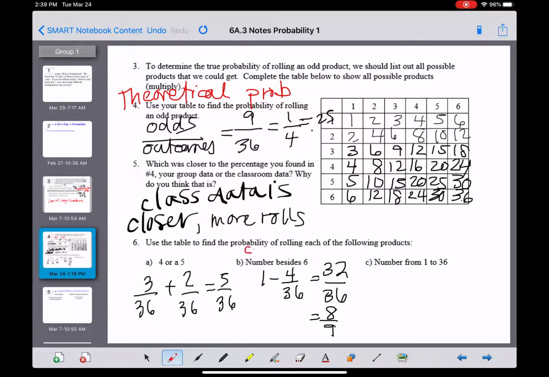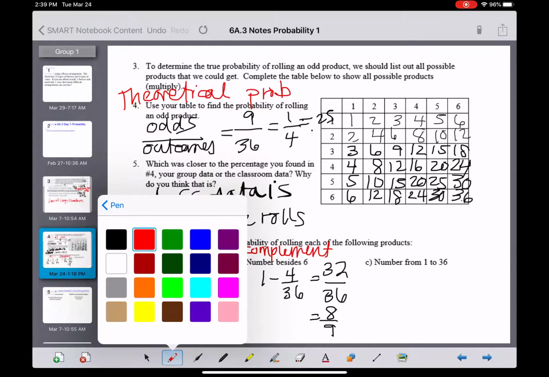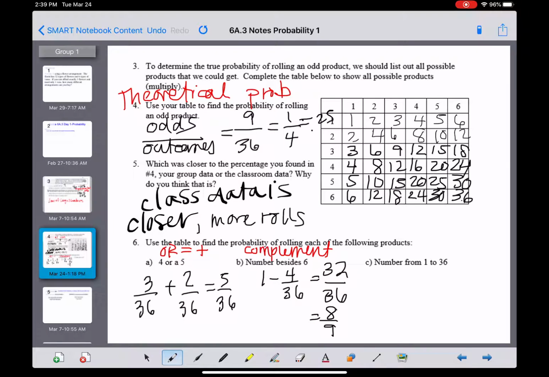So this is a complement, and we'll take notes on this on the next slide here. This is our or. So if you remember, or meant adding. So we found the probability of a 4 or the probability of a 5, and we added those together. Then we wanted a number from 1 to 36. So if we look at from 1 to 36, there are no other numbers that I could get besides 1 through 36. So that is going to have to equal 1. So the probability of all of them happening together is 1.